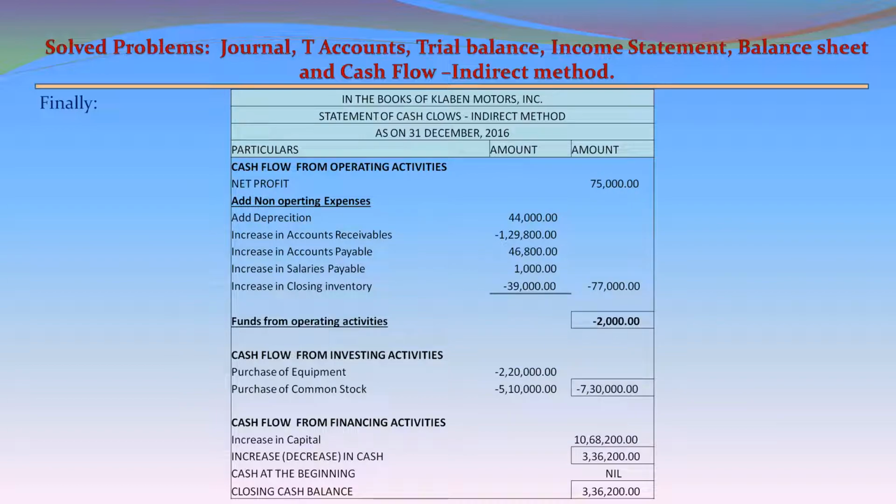Funds from operating activities is negative 2,000 and cash flow from investing activities is we have purchased equipment and common stock worth 730,000, and cash from financing activities from Kleban Capital 1,068,200, and net cash from all the activities is 336,200. As this is the beginning of the business, there is no opening balance of cash, so closing cash balance is 336,200. This is how the statement of cash flows in indirect method is prepared.